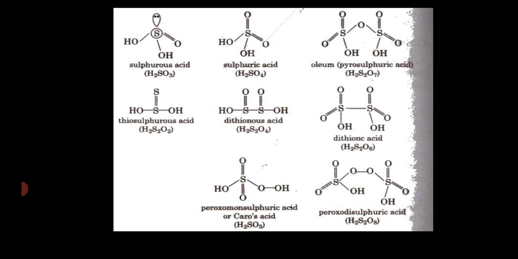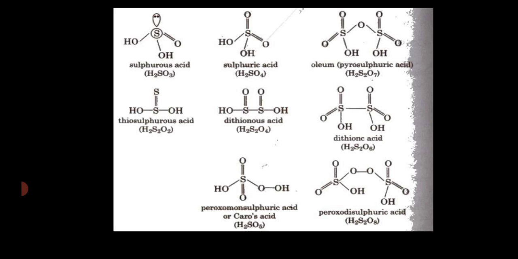Sulfurous acid is there. Sulfuric acid is there. Then oleum, that is pyrosulfuric acid, is there. Then thiosulfurous acid is there, H2S2O2. Then we have dithionous acid, that is H2S2O4. Then we have dithionic acid, H2S2O6. Then we have peroxomonosulfuric acid, that is Caro's acid, H2SO5. And we have peroxodisulfuric acid, that is H2S2O8. We can say that. Clear?